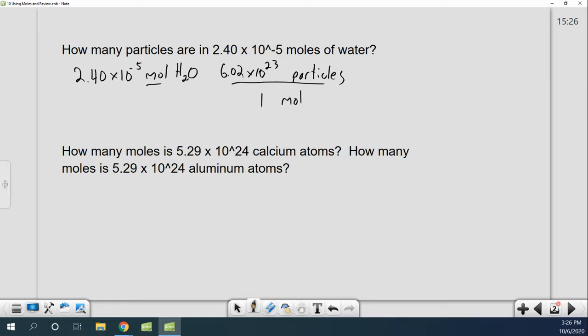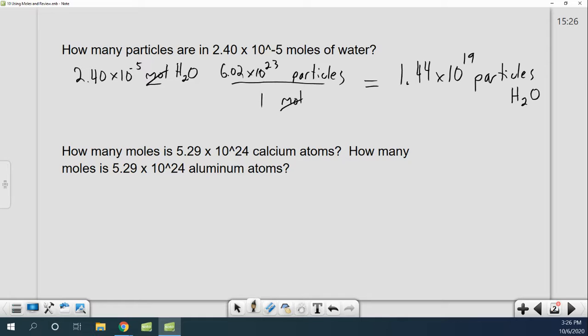I could have done 2.40 times 6.02 times 10 to the negative 5 times 10 to the 23. I could bounce all over this equation. It'll still work. If they're all multiplies, you can do them in any order. 2 times 4 times 1 is the same as 1 times 2 times 4. Anyway, I digress. 1.44 times 10 to the power 19. And what am I left with? Moles are gone. Particles. And what are they particles of? Water.